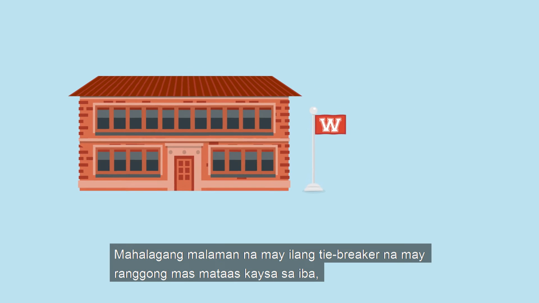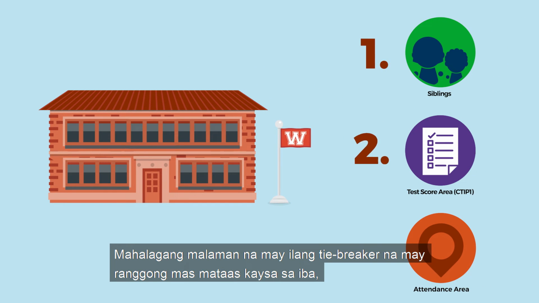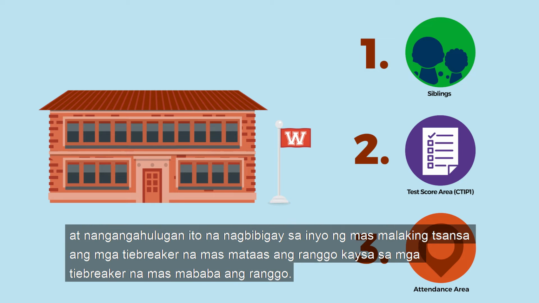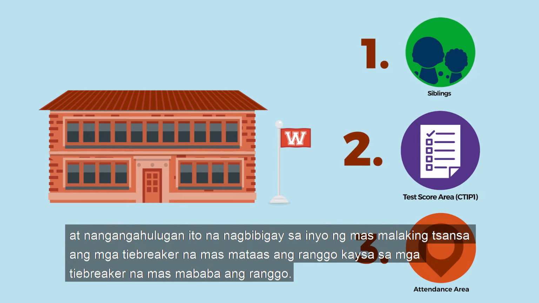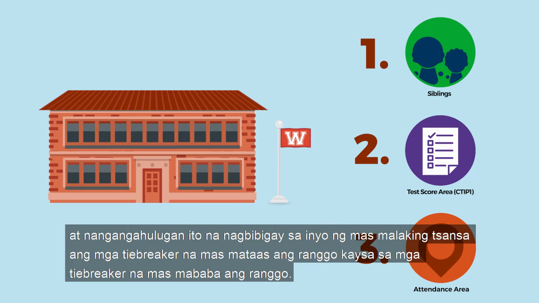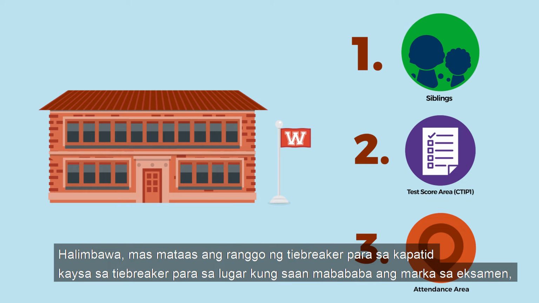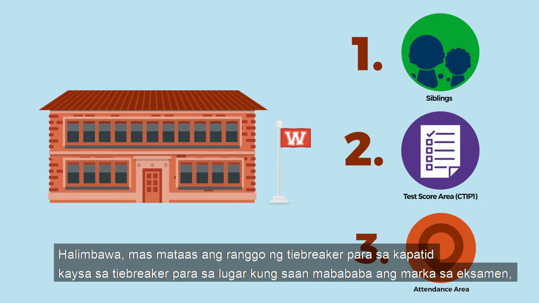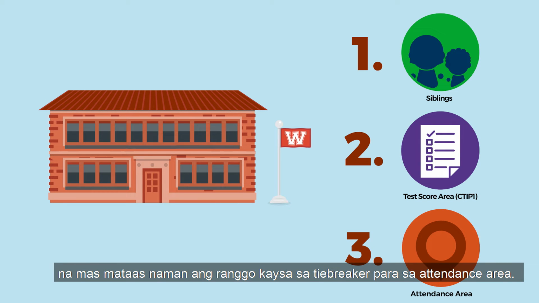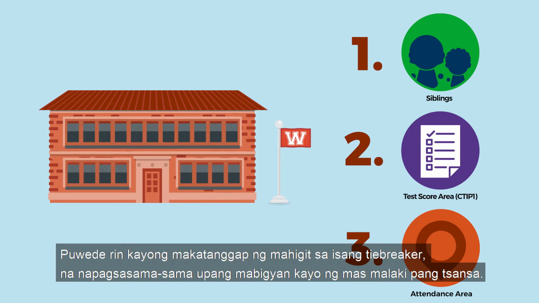It's important to know that some tiebreakers are ranked higher than others, which means those higher ranked tiebreakers give you a greater chance than lower ranked tiebreakers. For example, the sibling tiebreaker is ranked higher than the lower test score area tiebreaker, which is ranked higher than the attendance area tiebreaker. You can also receive multiple tiebreakers, which add up to give you an even greater chance.